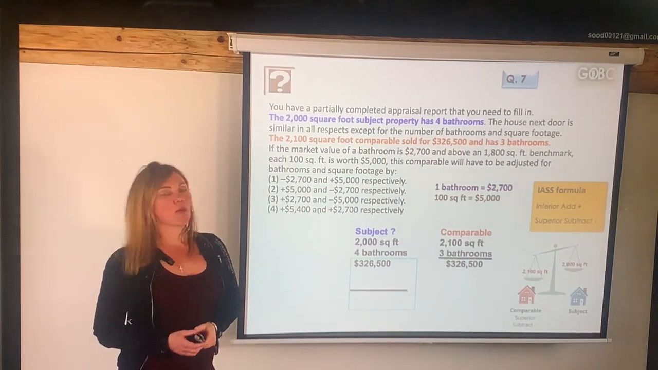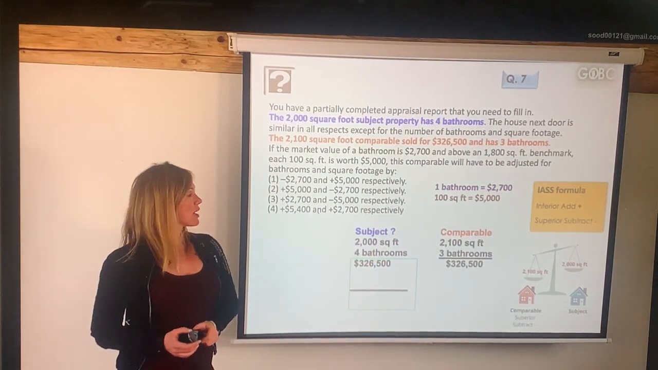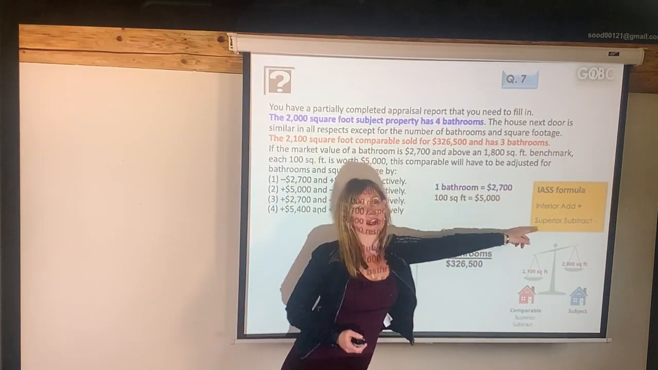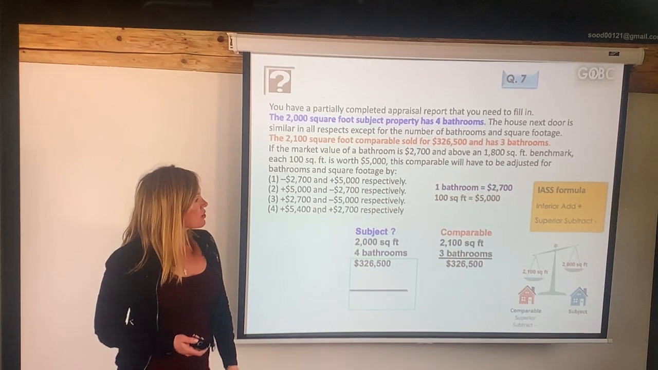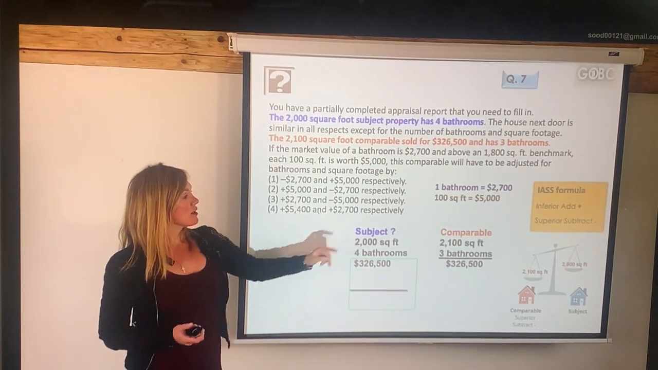My comparable has more. That means my comparable is superior when it comes to square footage. And if it's superior, then you are subtracting. That means your subject doesn't have as much, so it's not going to be worth as much. So how much is my square footage adjustment? It's 5,000. There's a 100 square foot difference in there.